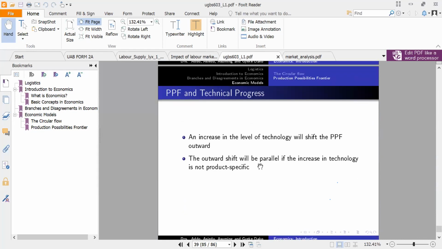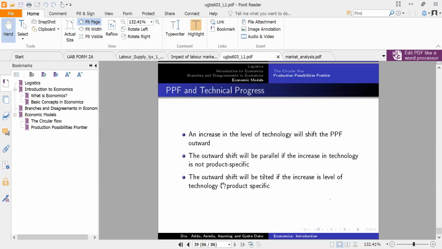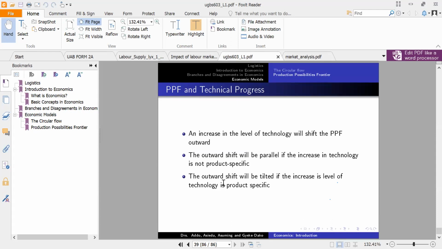The outward shift will be parallel if the increase in technology is not product specific. If it's not product specific, then it will shift your possibility to the right. It will increase your possibility. Okay, shift it to the right. If it is product specific, then the outward shift will be tilted. If the increase in the level of technology is product specific, then the frontier will tilt towards that product. Okay, so tilt towards that product.